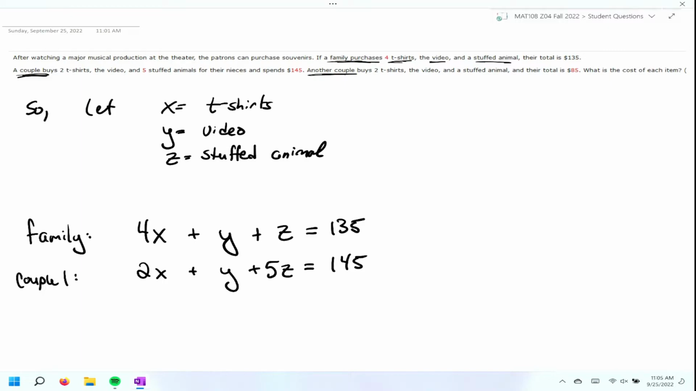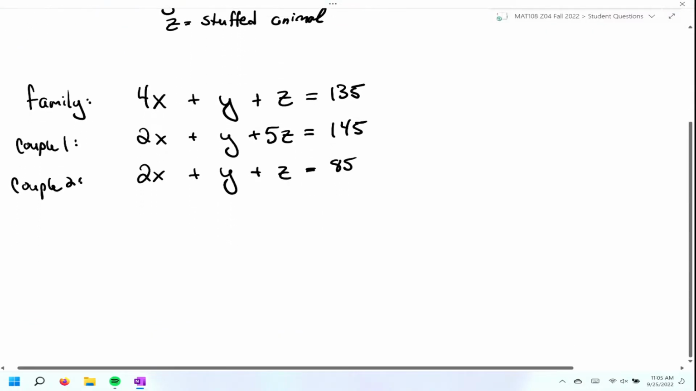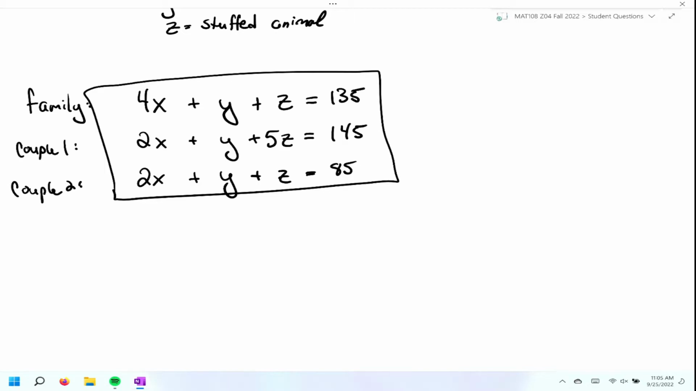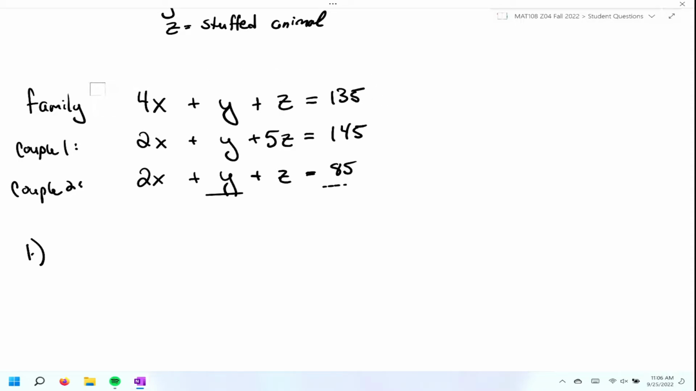And then finally, couple two bought two T-shirts, 2x, plus a video, 1y, and a stuffed animal, plus z, and that's going to equal 85. So right here is our system of equations in three variables, in which we need to go through and choose a variable, eliminate it, and all that good stuff. So step one for me, and I'm going to erase this box here, because I'm going to label these equations for us. So this is equation 1, equation 2, equation 3.